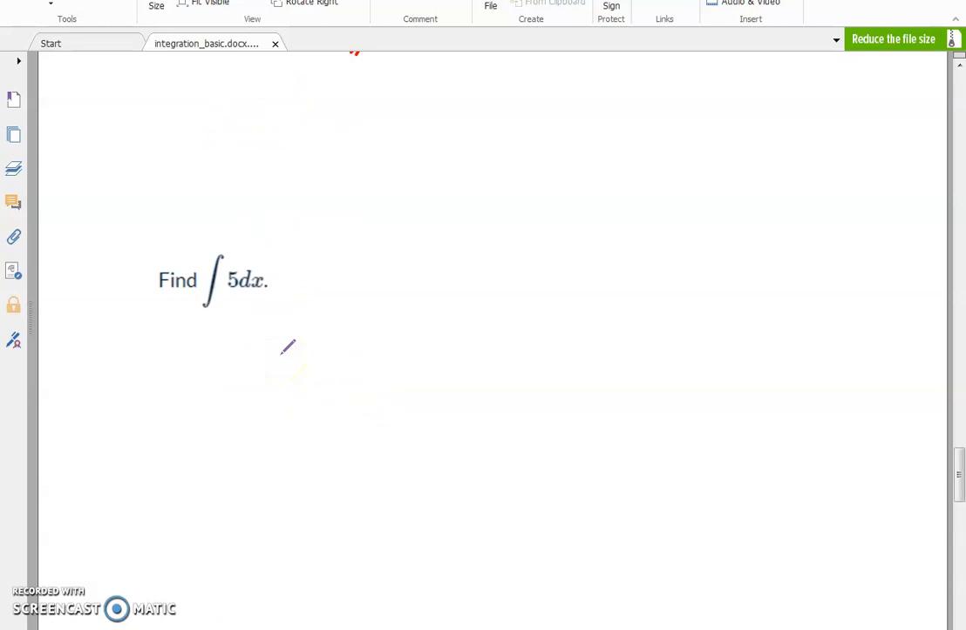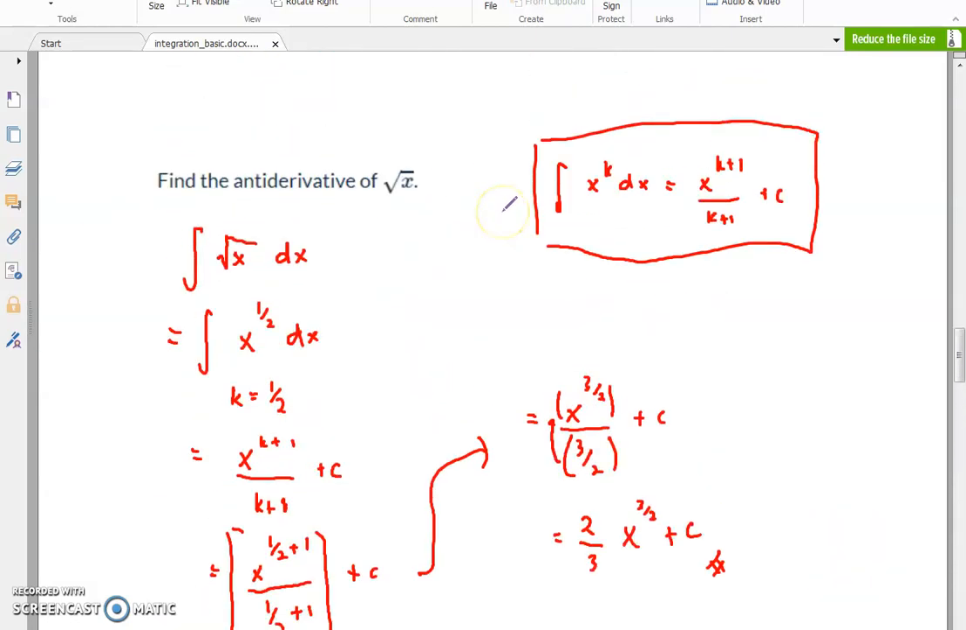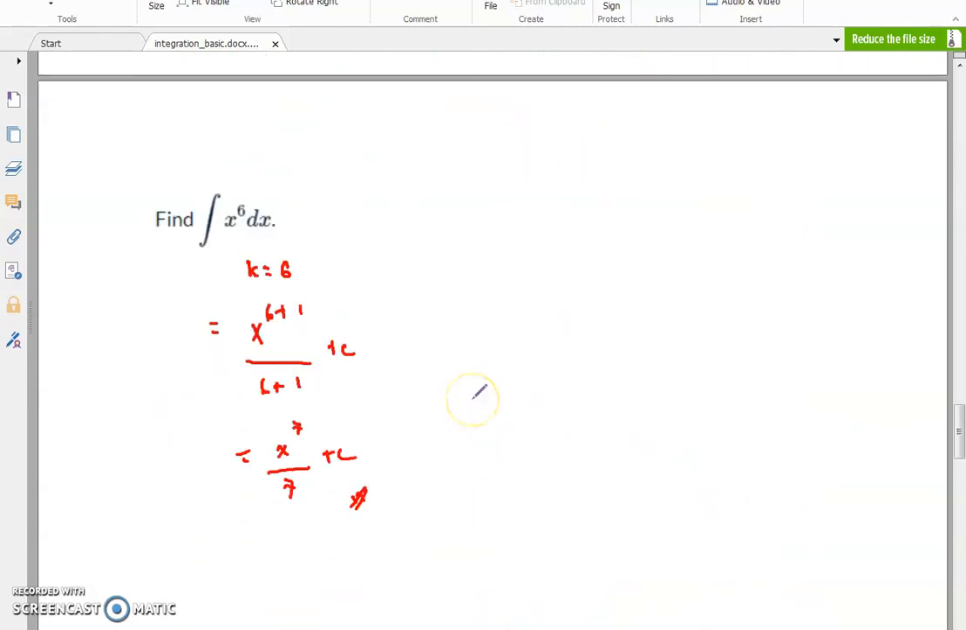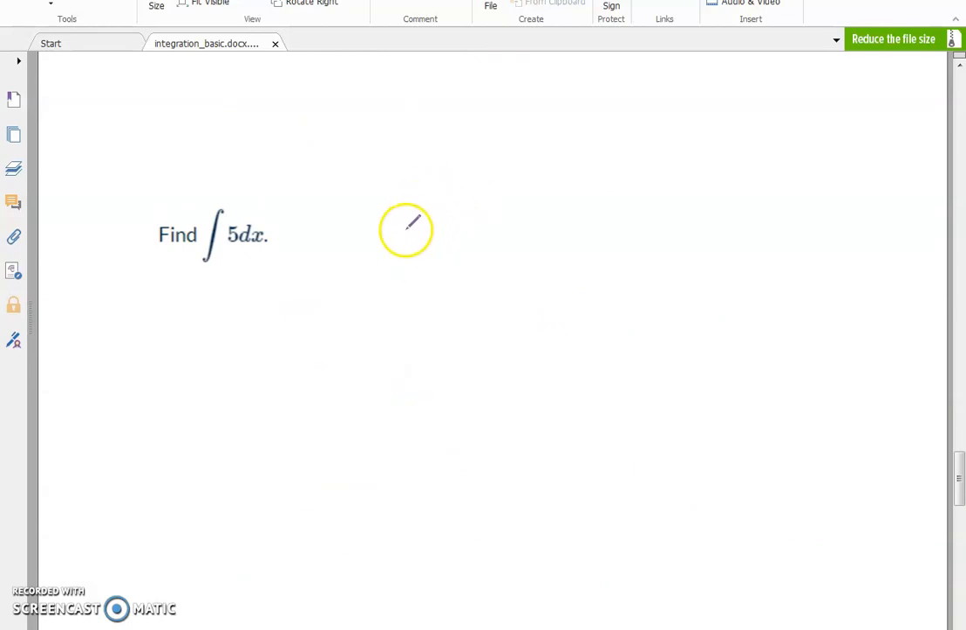Okay, question number 4 here. Since we don't have any x for this part, I think you might refer to the formula that we have here, number 1, integrate a constant. You are supposed to get here kx plus c. So let me write it again here. If you try to integrate a single constant without any variable x, with respect to x, you are supposed to get here kx plus c.